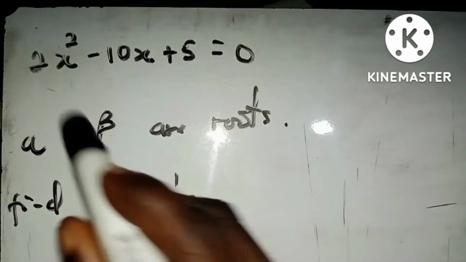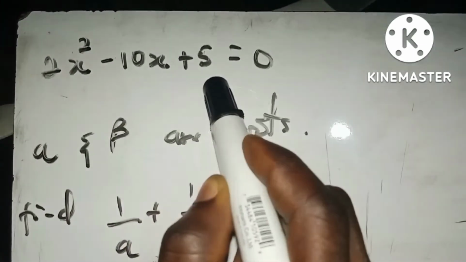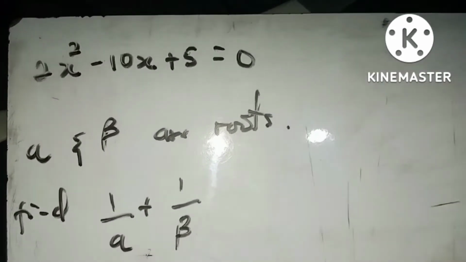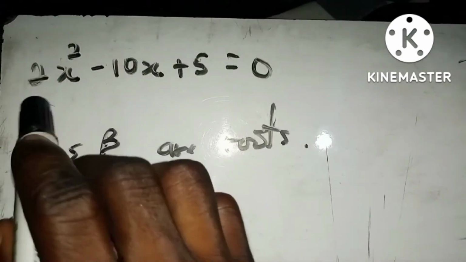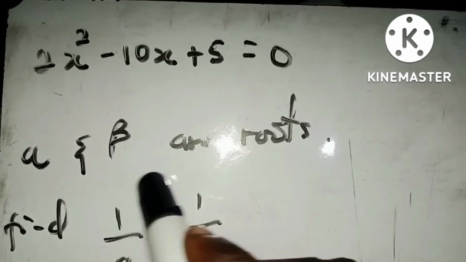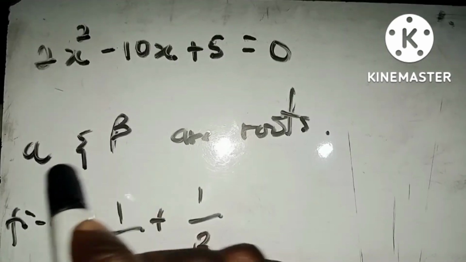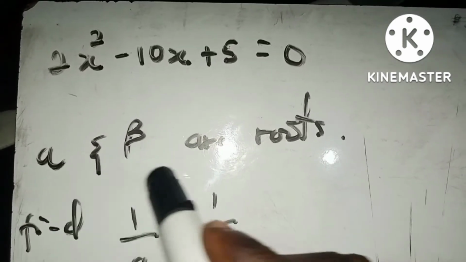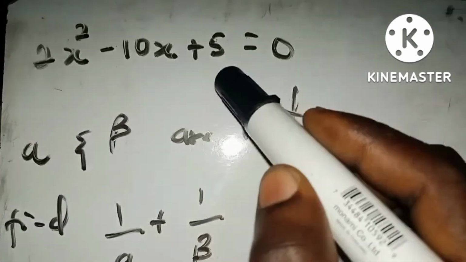And so from the question, we are given this to be what? The quadratic equation. Unlike the first part, where we are given the roots to find the quadratic equation, here we are given the quadratic equation. Then we are told that alpha and beta are the roots, right? So this can be any number you can think of. Is that okay? So these two are the roots of the quadratic equation, right?